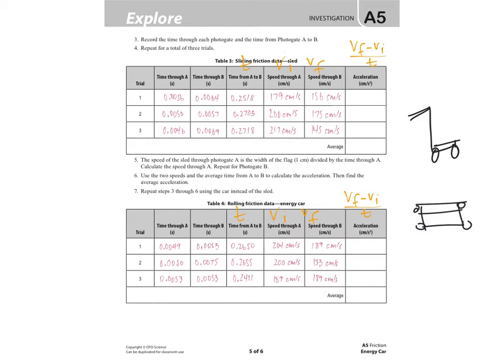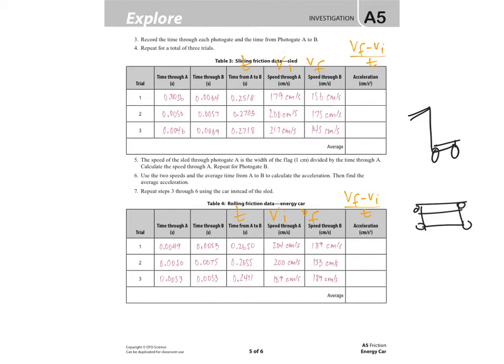So when we were comparing these two, hopefully you had this response, that my sliding friction caused a greater negative acceleration because my sliding car had a greater surface area in contact with the ramp. So it's going to slow it down even more. Whereas with the wheels and the rolling friction, I shouldn't have seen as much of an acceleration, a negative acceleration, slowing down.